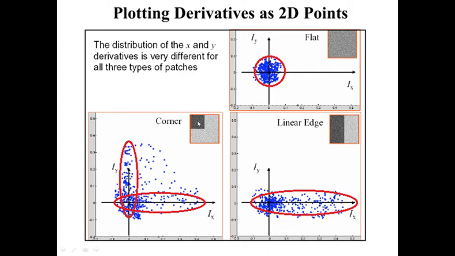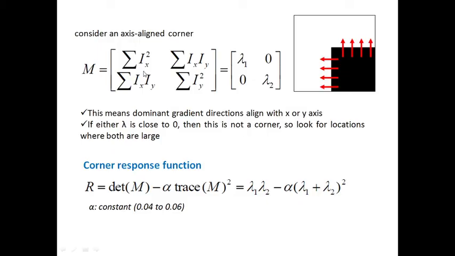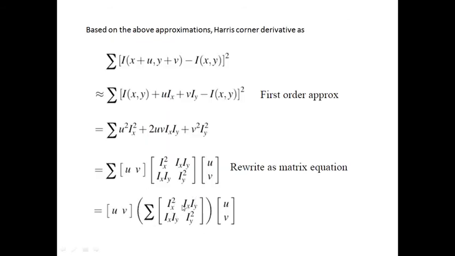So I can also represent how to find a corner with these eigenvalues by using the upcoming figure. That means classification of image points using the eigenvalues of M. So what is actually this M? M is nothing but the one that has been derived from the Taylor series expansion expression. Okay, so M is this one.